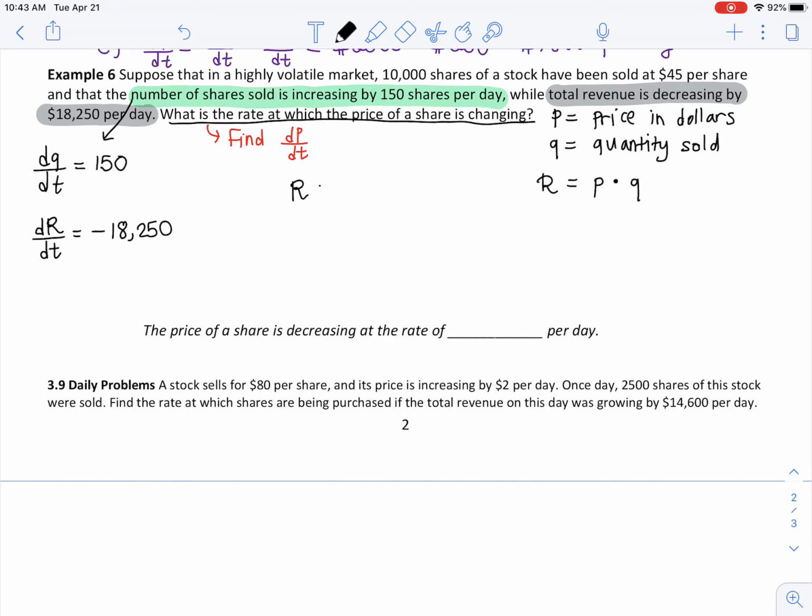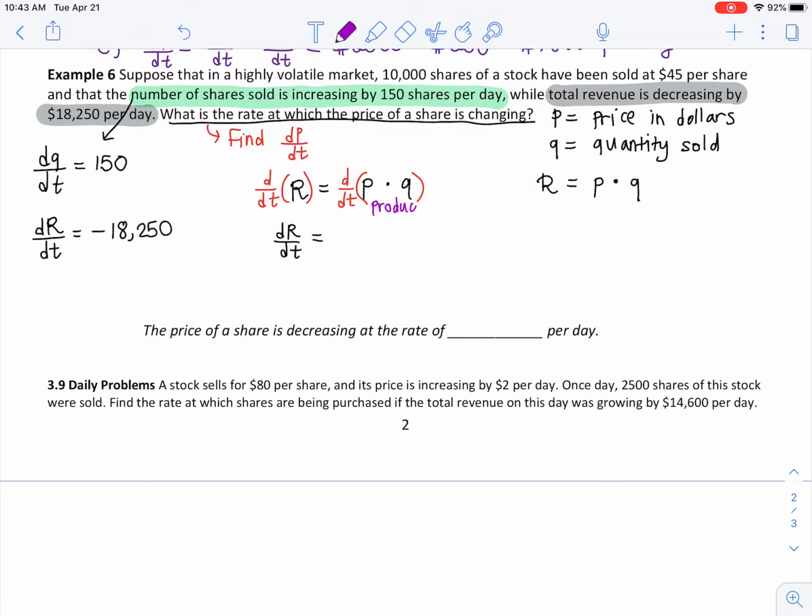And now for the first time, in this section at least, we're going to have to use the product rule to differentiate that equation. So what we're going to do to both sides is, let me write this down. The revenue function is the share price times the quantity sold. Take the derivative with respect to time on both sides. This is exciting. If you do that, the left side is dR/dt, right? And we usually had to find that, but they gave that number to us. So later on, I'm going to plug in that negative 18,250 into the left side. But let's go ahead and work with the right side.